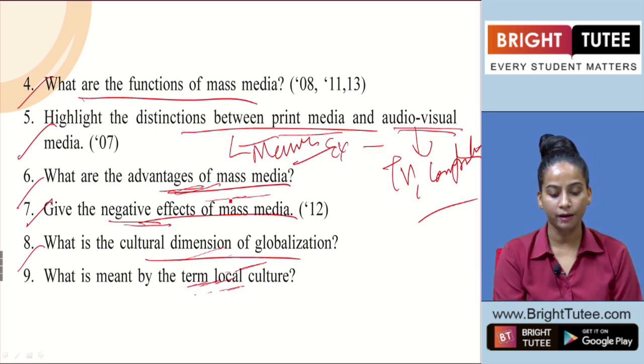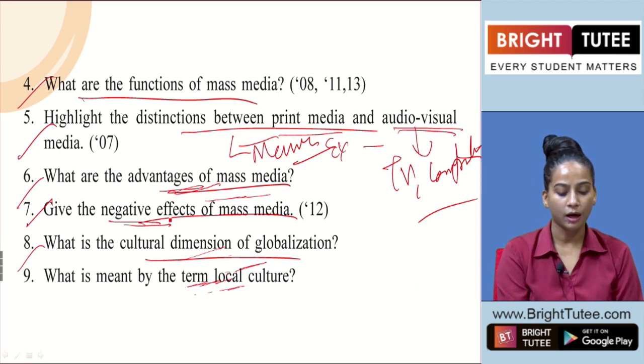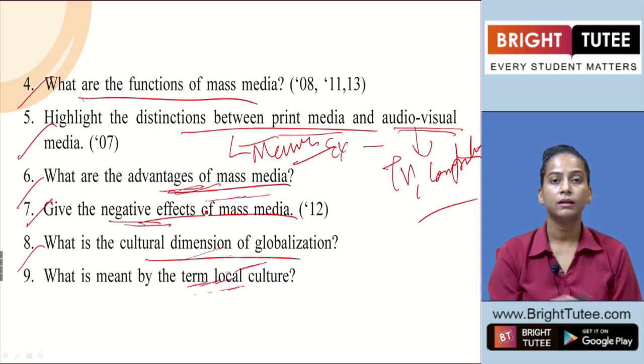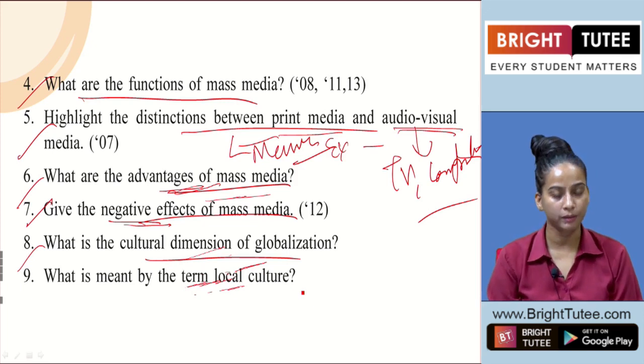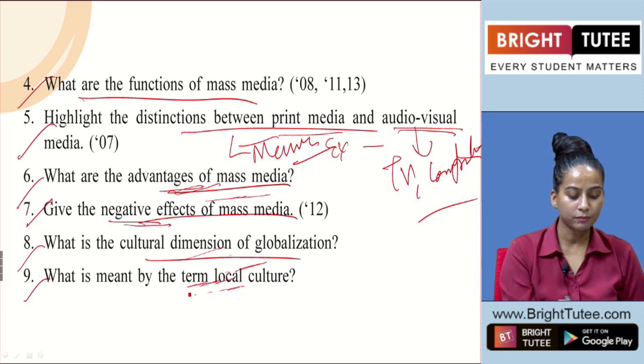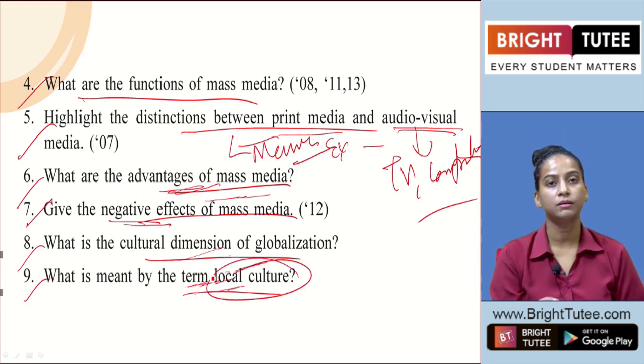Transcontinental and transitional new linkages are established in these cultural terms. We can say that this transcontinental transmission, this transformation is taking place, where somewhere the positive impacts are there and somewhere the negative impacts could be seen. Question number 9, they have asked, what is meant by the term local culture?